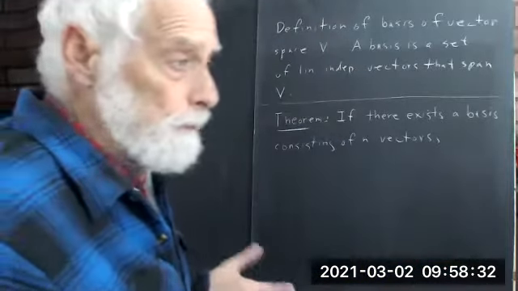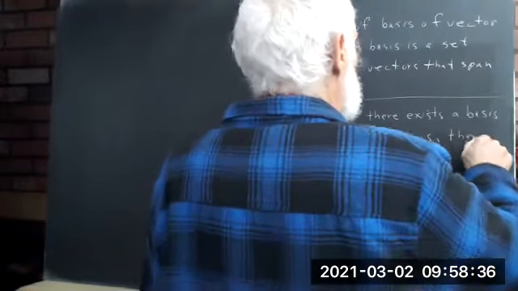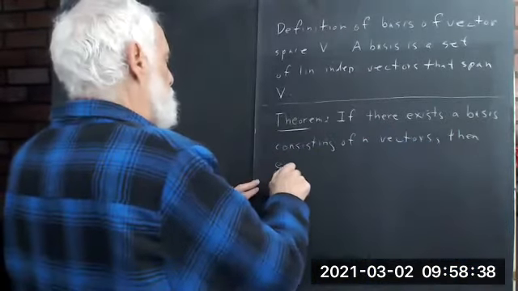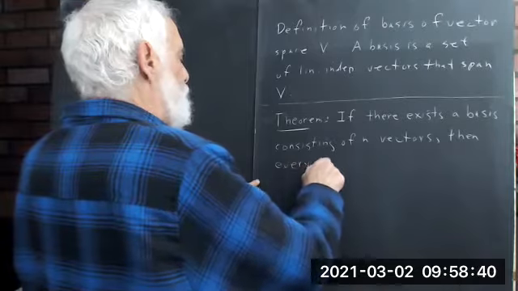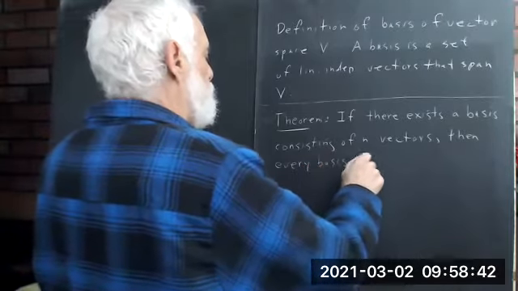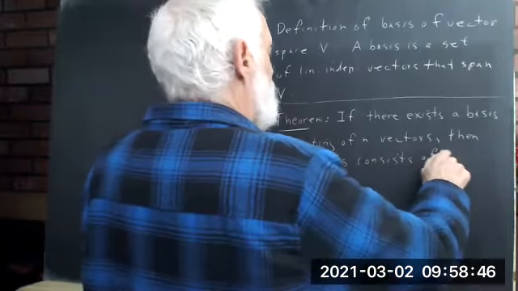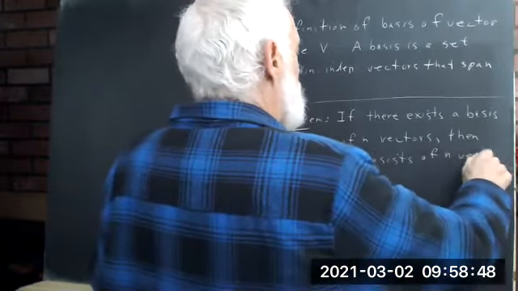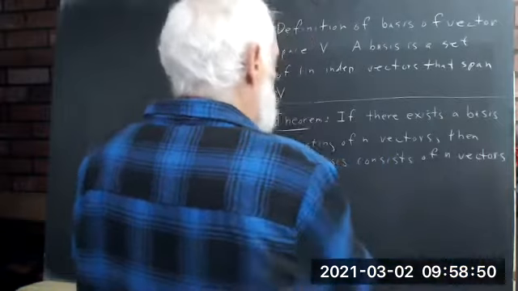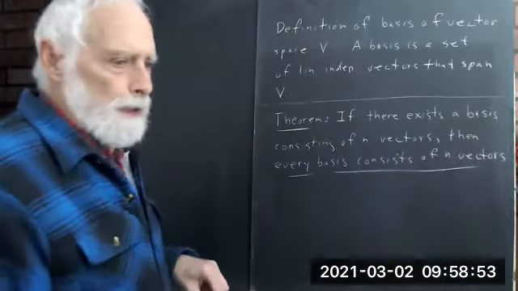There exists a basis consisting of n vectors. Then every basis consists of n vectors.